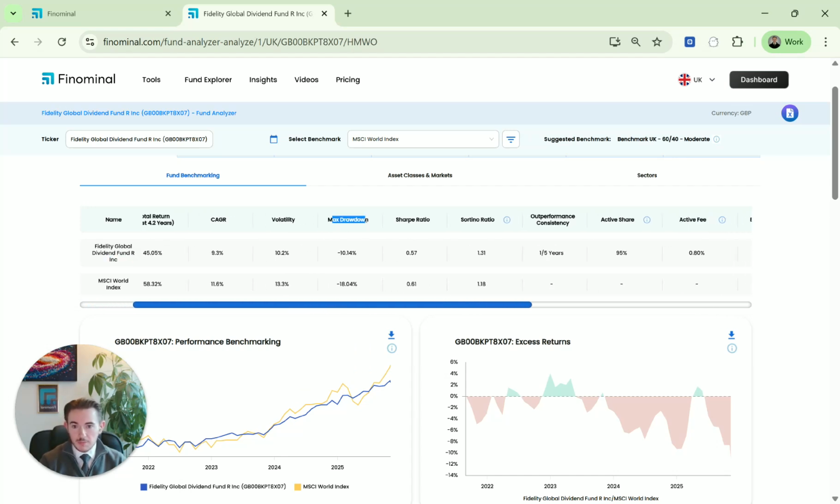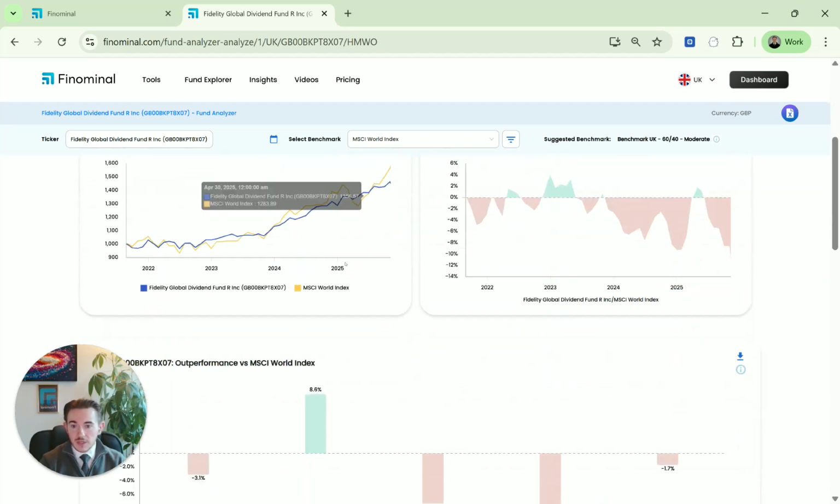This is where it gets quite interesting though. Max drawdown minus 10.14, MSCI World minus 18. So that's almost half the max drawdown we're seeing there. A Sharpe ratio of 0.57. Outperformance consistency has only been 1 out of the last 5 years.